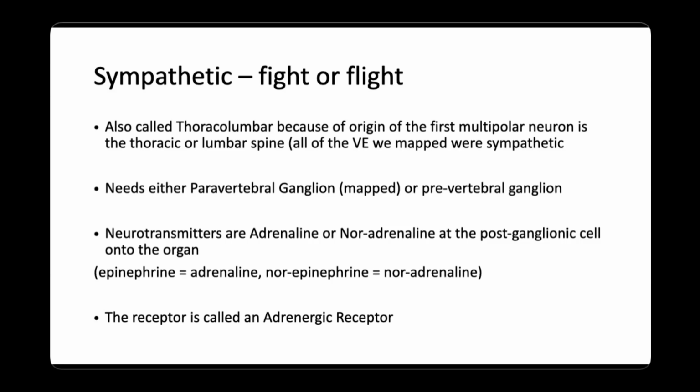This system uses ganglia, little relay stations called paravertebral ganglia or preparavertebral ganglia. And the main neurotransmitters here are adrenaline and noradrenaline, also called epinephrine and norepinephrine. They connect to receptors called adrenergic receptors. That's key terminology for exams.